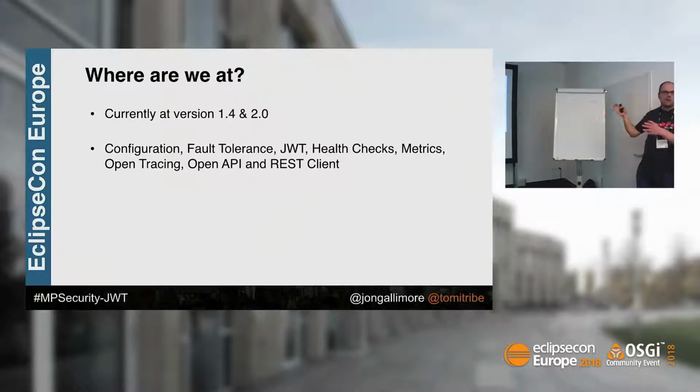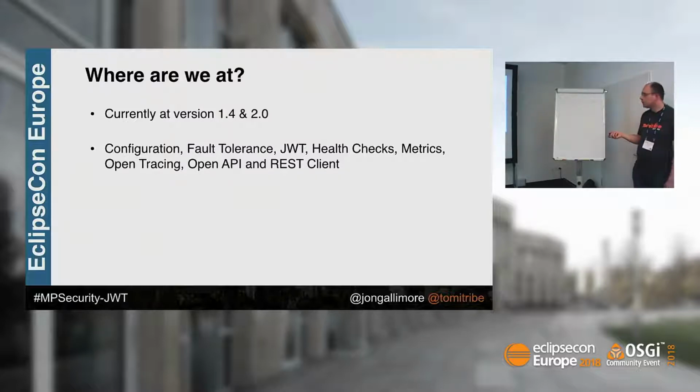So we have two version lines that are fairly aligned with Java EE. 1.4 is slightly older and 2.0 is a little bit more bleeding edge. And the specifications that have been added, so configuration. If you've ever had to manage configuration inside a web app, the config spec is well worth taking a look at, because it provides a fairly standard way to do that that's well integrated with CDI.